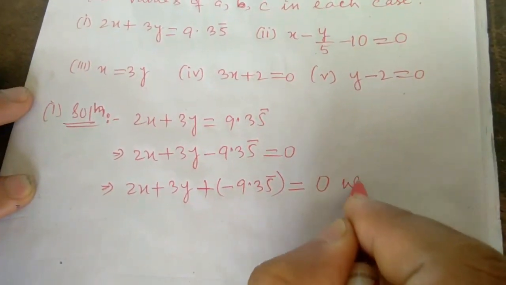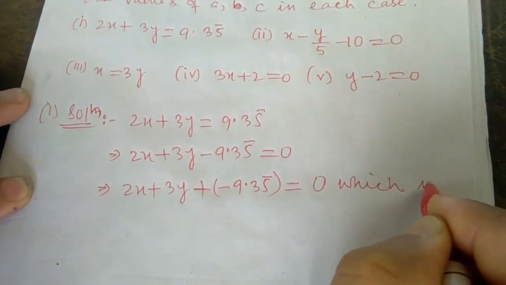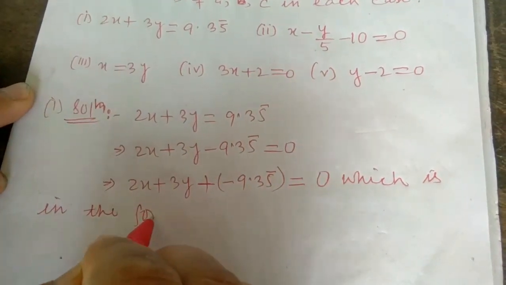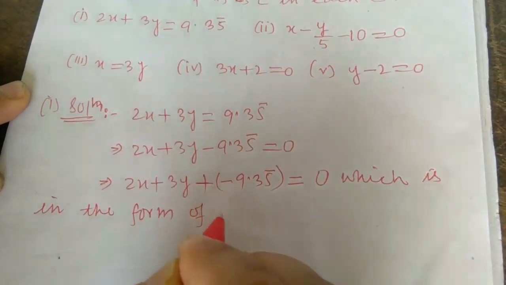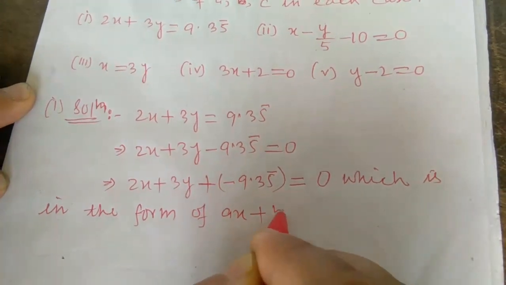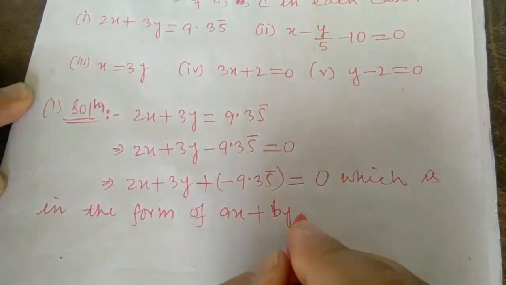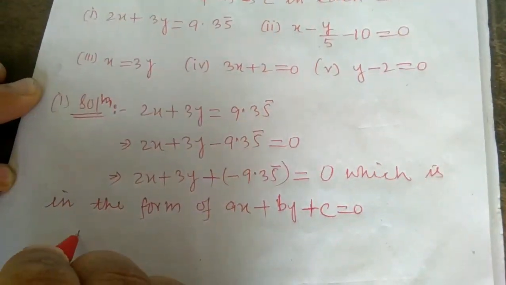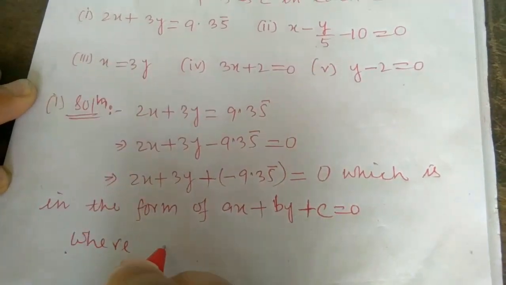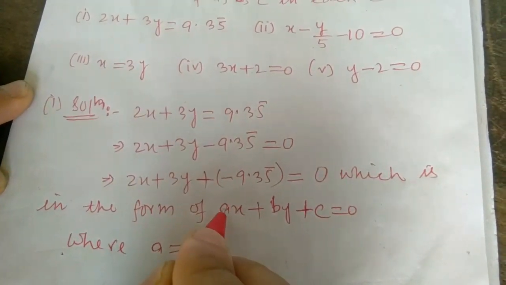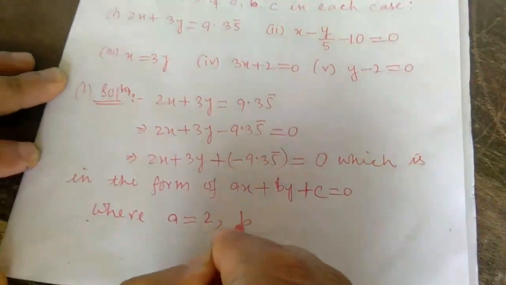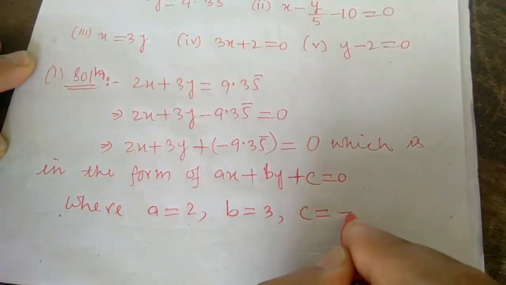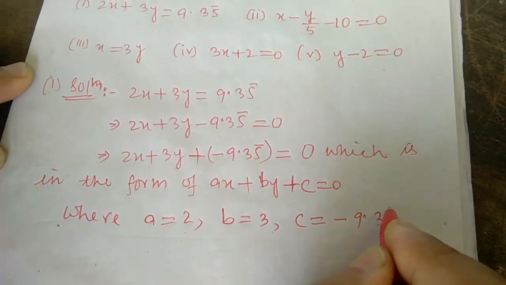So this is in the form ax plus by plus c equal to 0, where a equal to the coefficient of x, here 2, b equal to the coefficient of y, it is 3, and c equal to the constant term, minus 9.35 recurring.